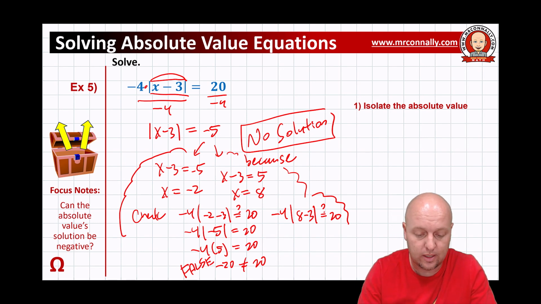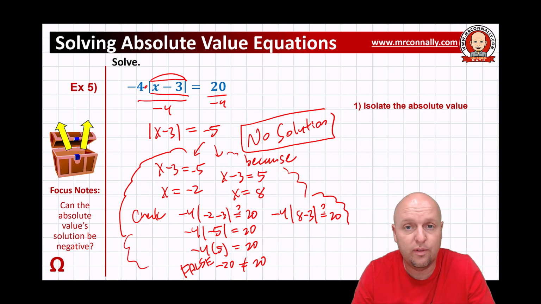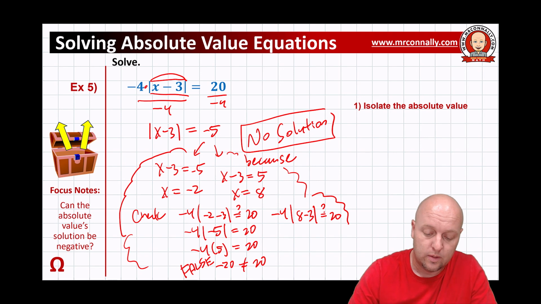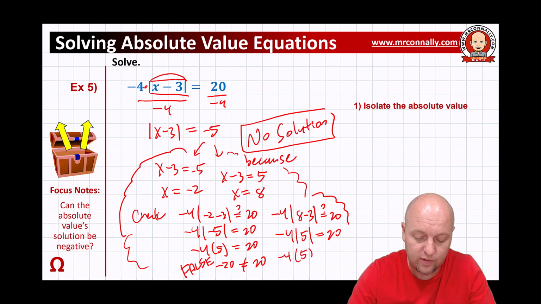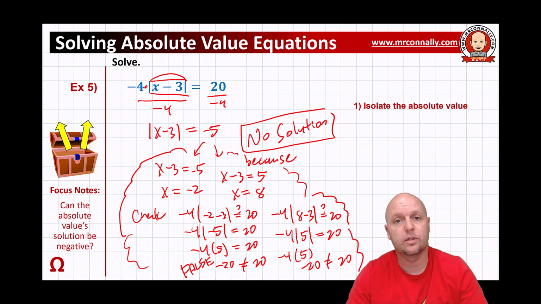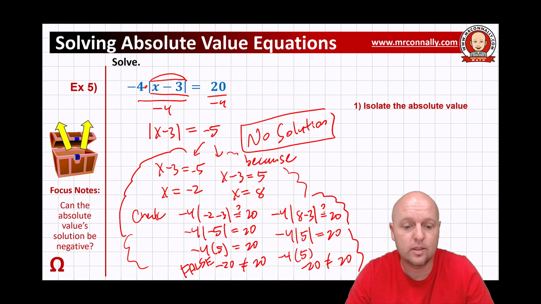Okay, so because of that, you would get that far. And if you didn't verify your solution at the last step, which some students may forget to do sometimes, you won't even know that there's no solution to this one, and you get the problem wrong on the test. So don't believe me? Check the next one. 8 minus 3 is 5. And the absolute value of 5 is still 5. So negative 4 times 5 is negative 20, which does not equal 20. That is also false. Okay, so that's why this is no solution.